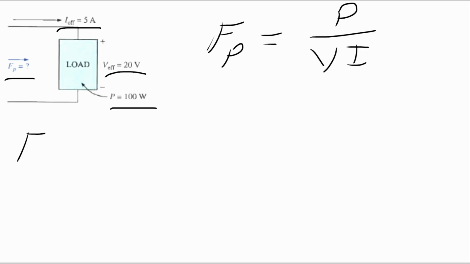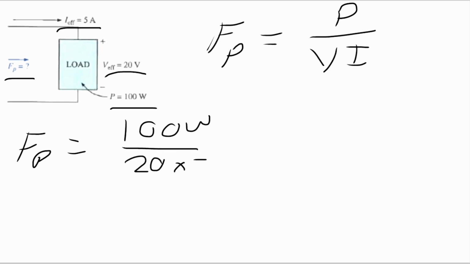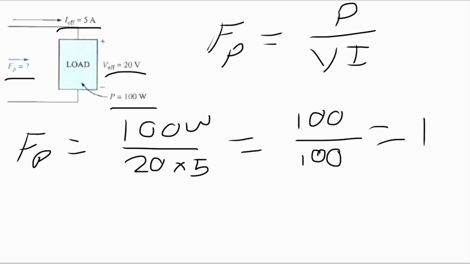So FP will equal 100 watts over 20 times 5, which is equal to 100 over 100, which, if you know, will just equal 1. In this case, the load is resistive, and FP is neither leading nor lagging. That's your final answer.